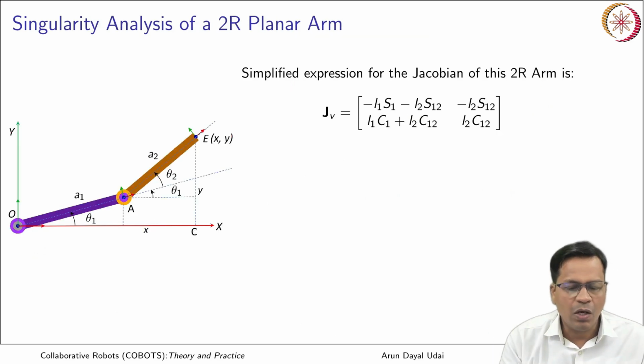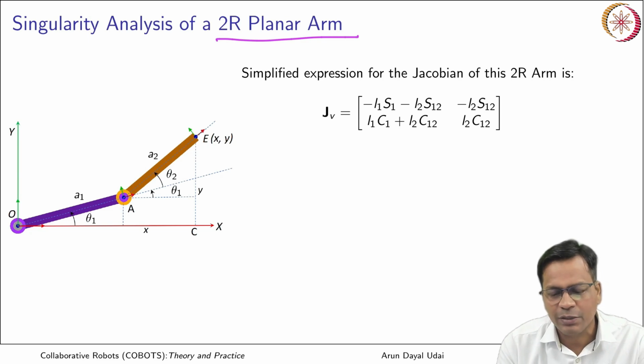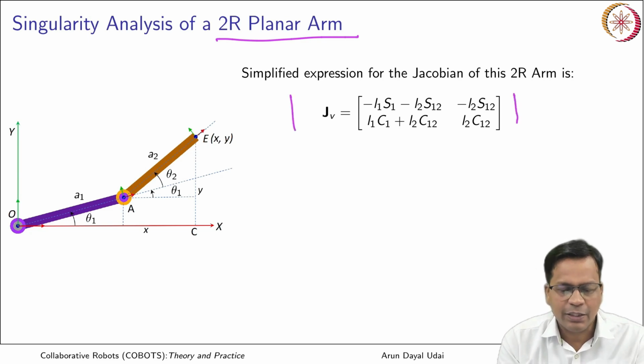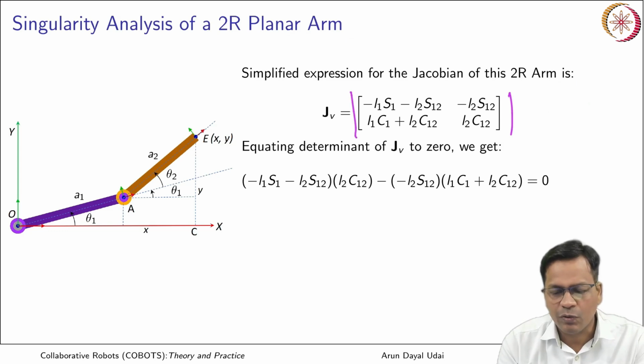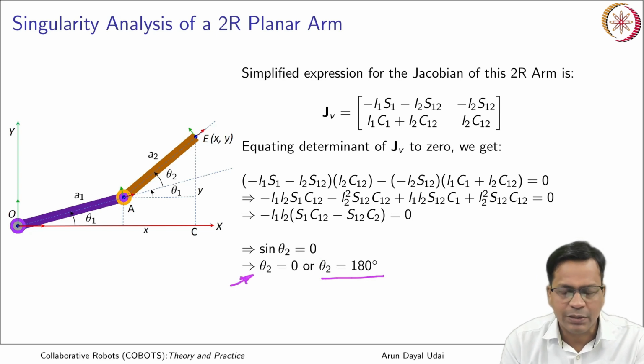Okay. So, now singularity analysis of a 2R planar arm. Now that we already have this matrix in hand, I will just check where does it go singular. Okay. The simplified expression for Jacobian of a 2R arm is this. So, determinant of this and equate it to 0, it gives me this equation. If I solve it, what I get is this, and finally this leads to sine theta 2 equal to 0, or theta 2 is equal to 0 or 180 degree. So these are the two places where it is singular.